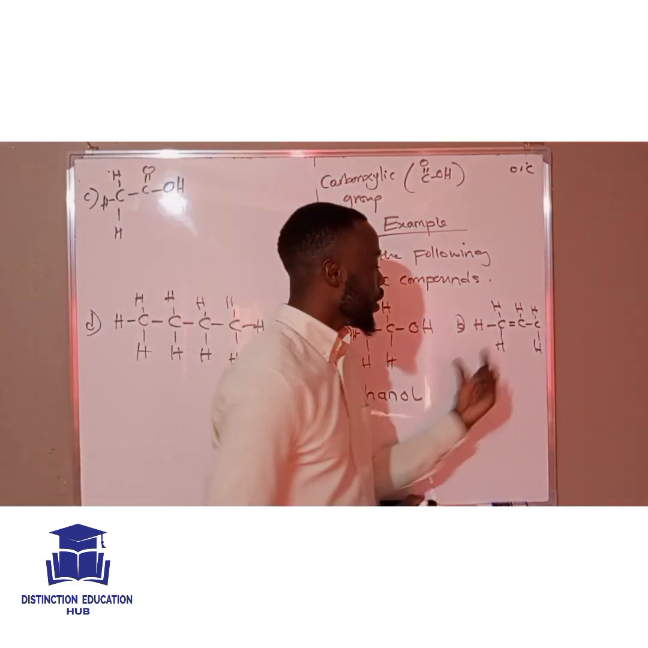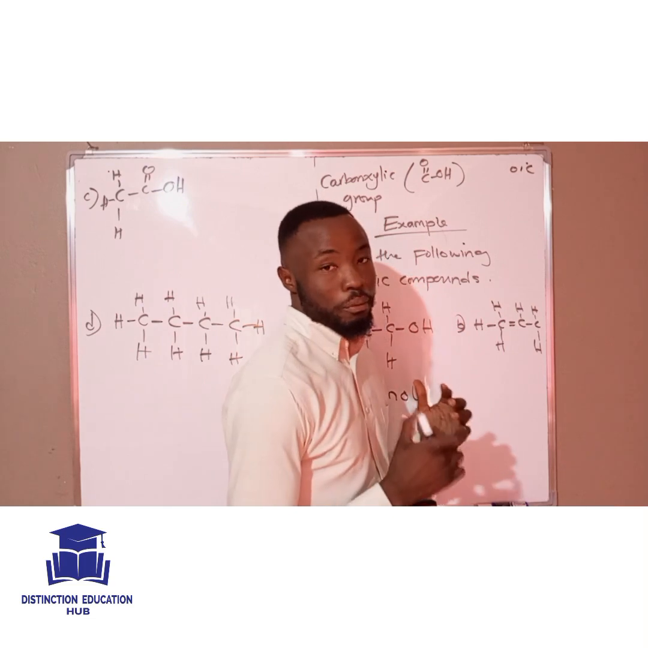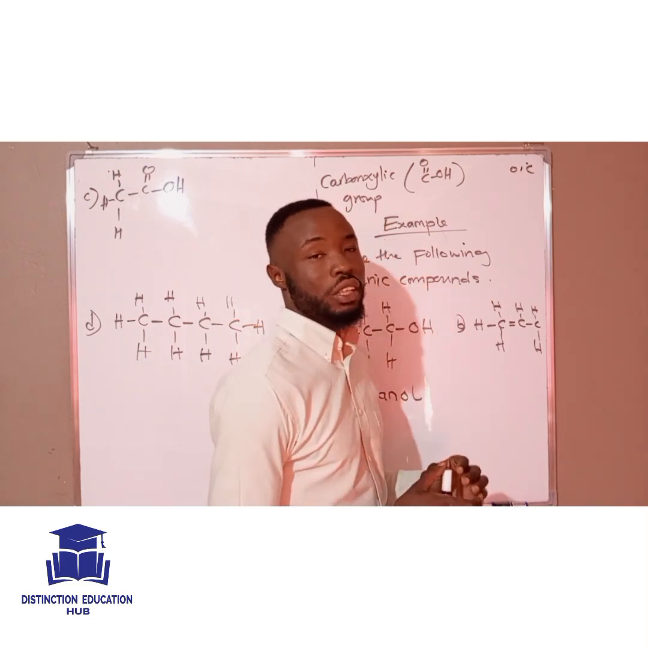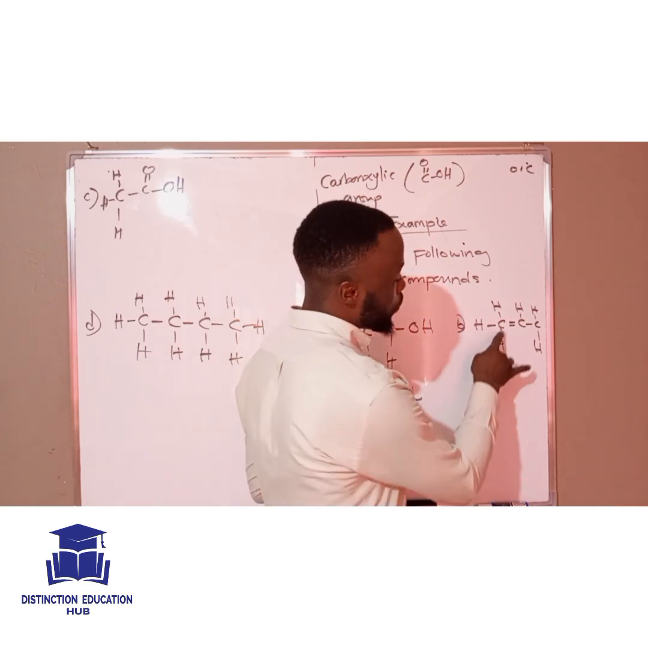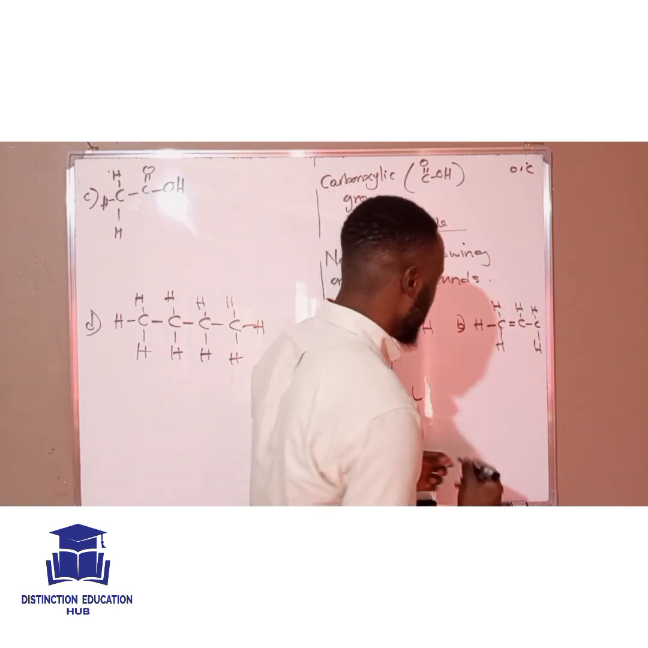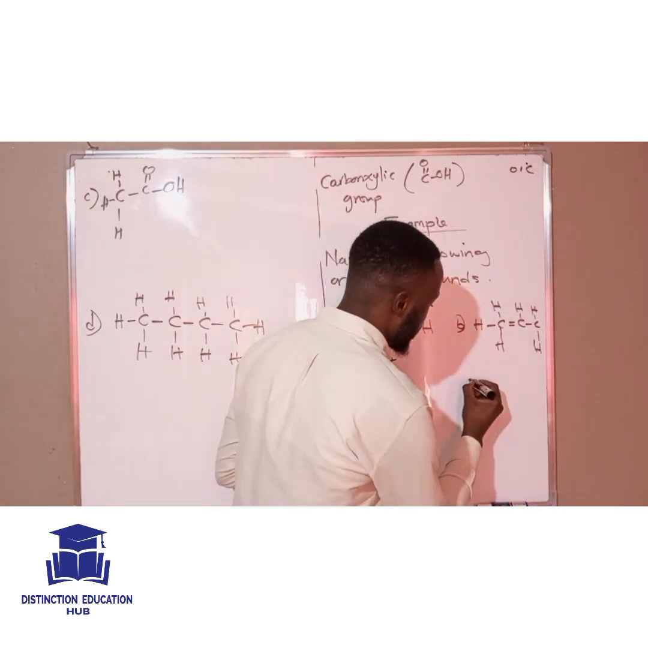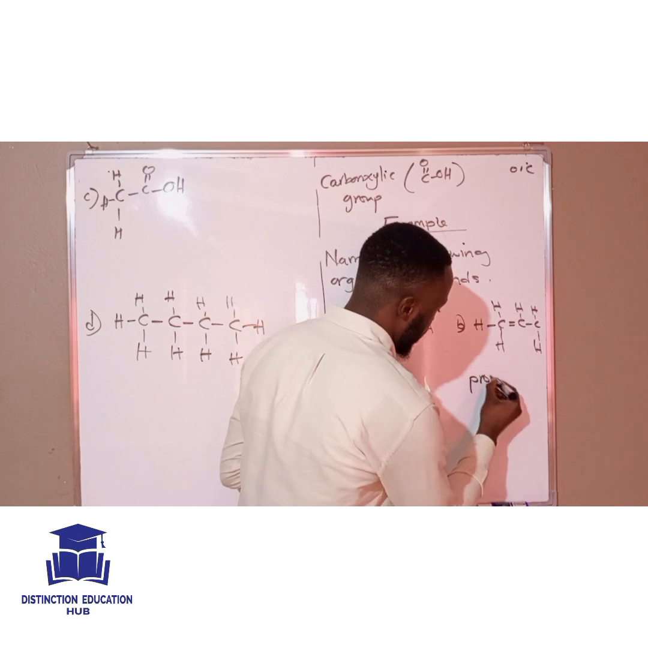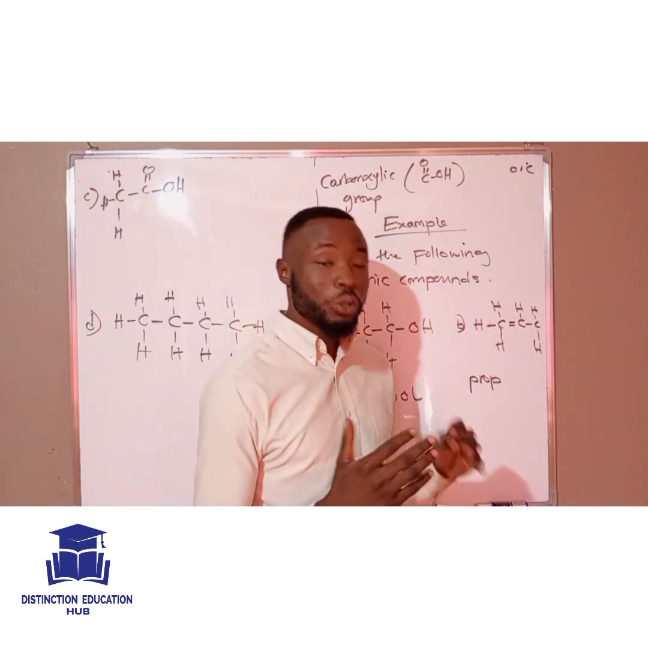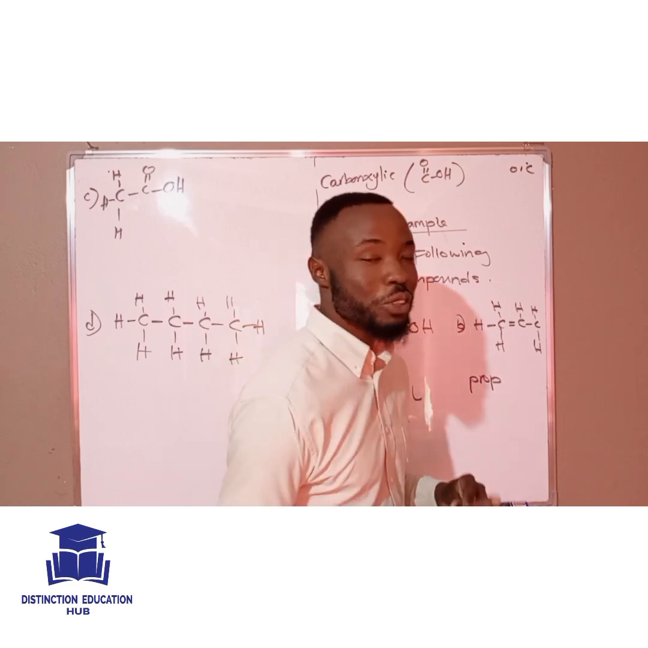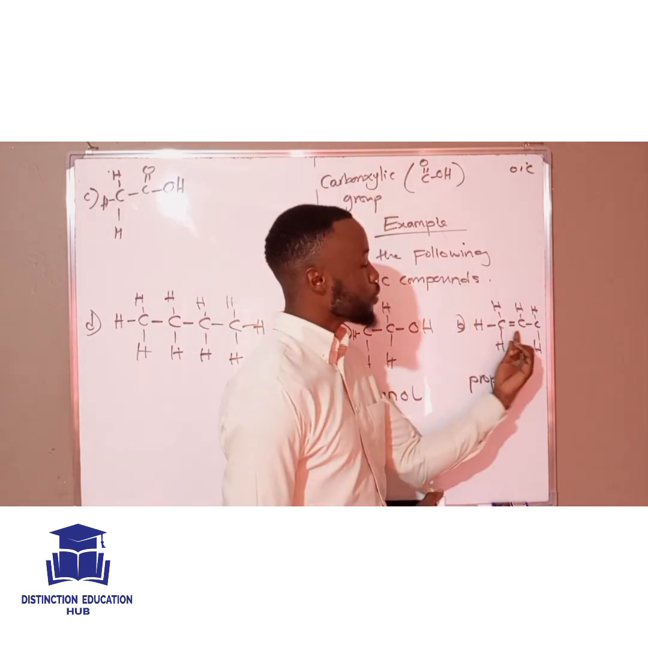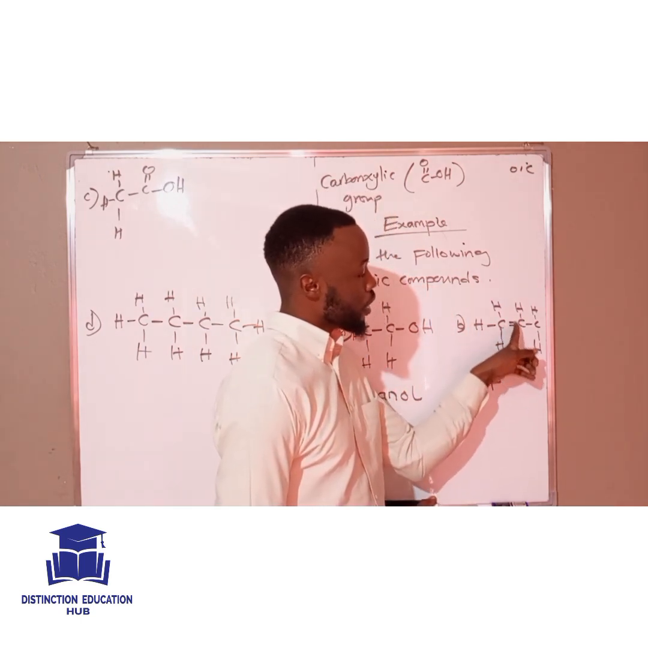We come to number 3. The first part of the name, what do you consider? You consider the number of carbons. How many carbons are present? 1, 2, 3. So the first part becomes prop. Then the middle name, you consider the type of bond present. So what is this bond present? Check. You have a double bond here.